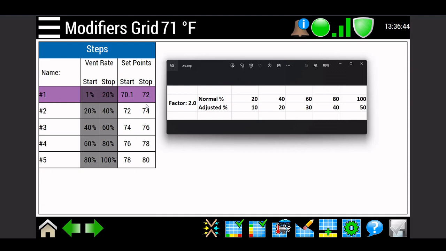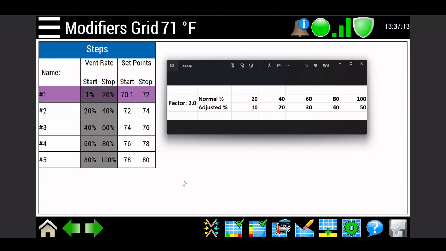Or you can take a look at what the target percent output should be. So going back to what we are currently, it's 72, so it should be 20%. And then we divide it by the factor to get our adjusted percent target. So 20% divided in half is going to be 10%.